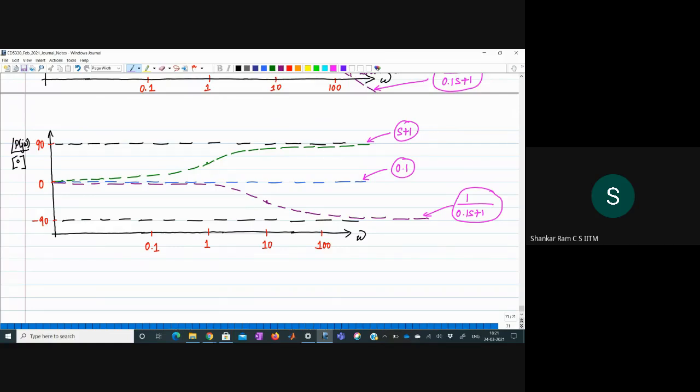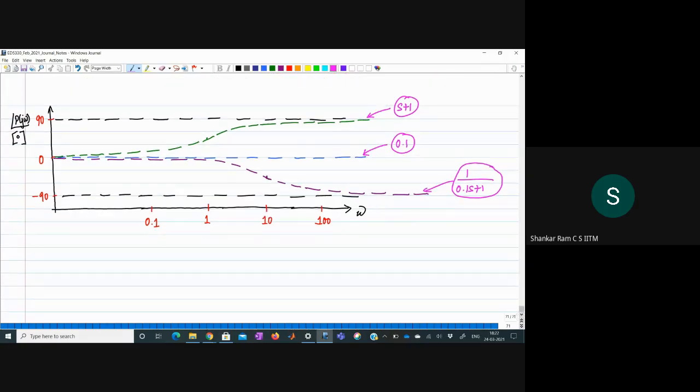Because we can see the phases start from 0 degrees for all the three factors, and the phase of s plus 1 goes to plus 90 and 1 by 0.1 s plus 1 goes to minus 90. So as omega tends to infinity, the plus 90 and minus 90 will cancel off, right? So if you look at the phase of P of j omega, finally it will go to 0. It will start at 0 and it will go to 0. So the question is, how does it vary in between?